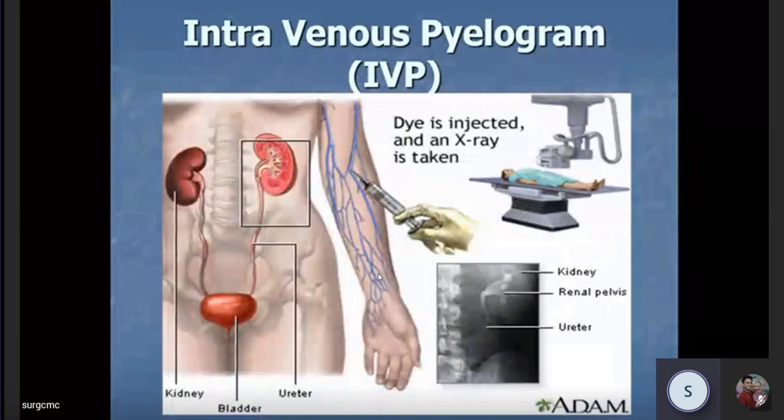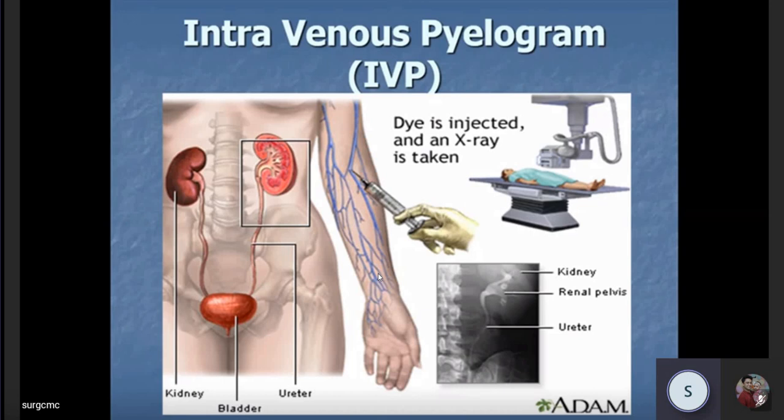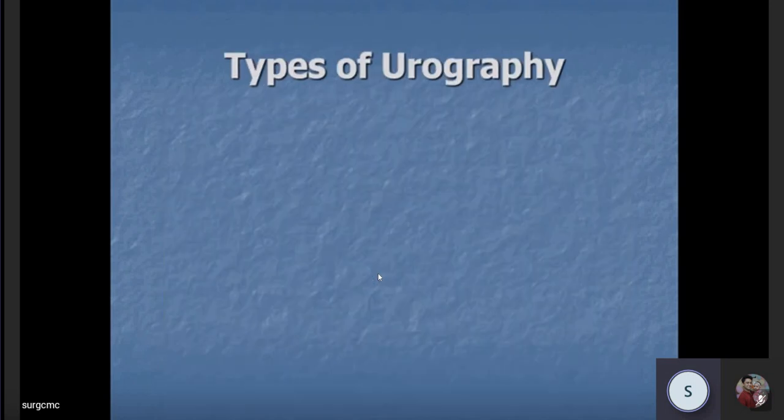IVP, intravenous pyelogram. Another special kind of contrast X-ray, in which a dye is injected into any of the superficial veins. The dye is carried into the heart. From the heart via the bloodstream it goes into the kidney, is excreted via the kidneys, and that visualizes the renal pathway. Okay, so it is a method where you can have both functional as well as anatomical assessment of the renal pathways, intravenous pyelogram.